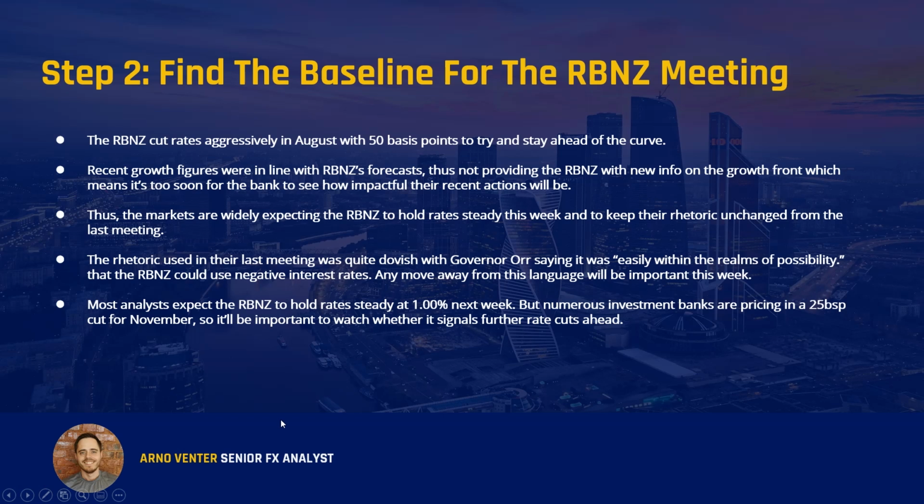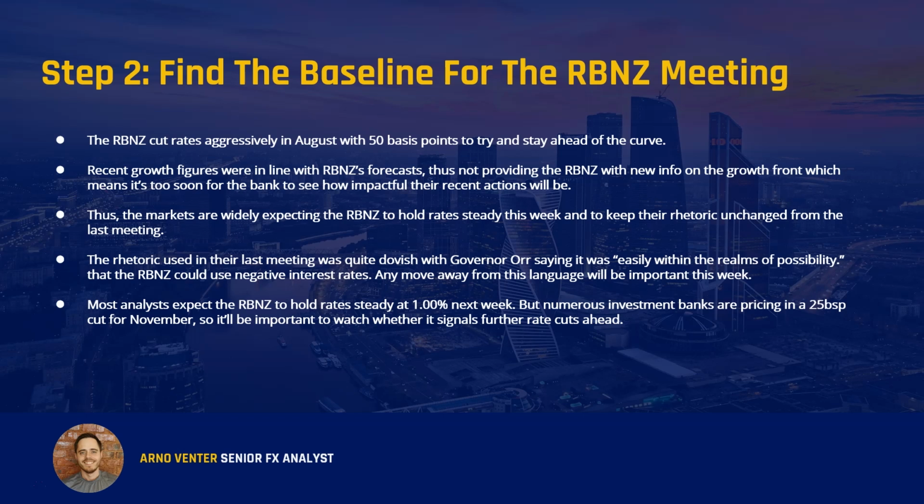So then moving on to step 2, and that is to find the baseline expectations for the risk event. In this case, we know it's going to be the RBNZ's monetary policy meeting. Now, we know that the RBNZ cut quite aggressively in August with that 50 basis points cut, which was a surprise to markets, as the markets were only expecting a 25 basis point cut. And the reason they gave for this was basically just to stay ahead of the curve.